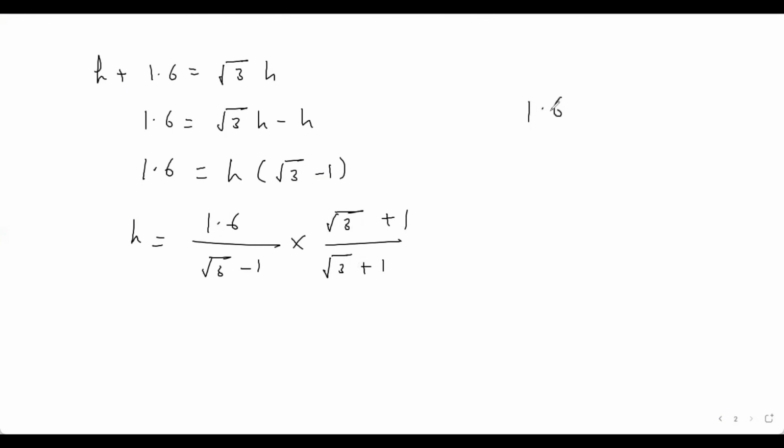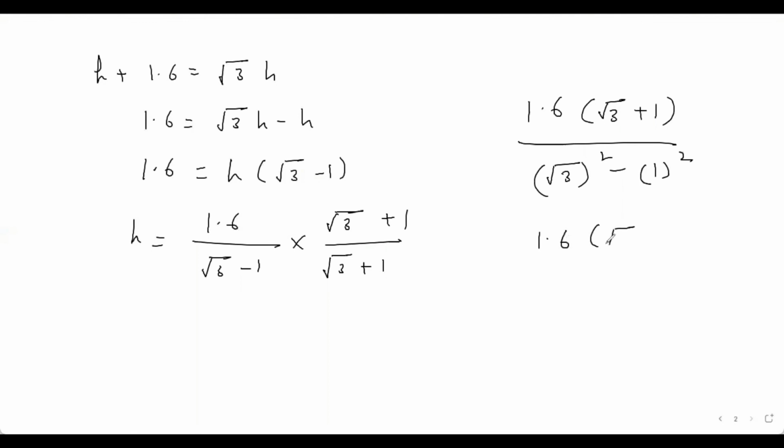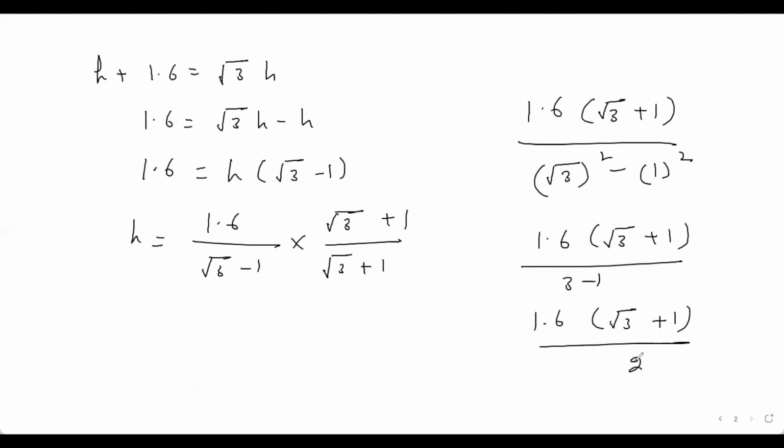So I'll have 1.6 into root 3 plus 1 upon, a minus b times a plus b is a square minus b square, so root 3 whole square minus 1 whole square. It means 1.6 into root 3 plus 1 upon 3 minus 1, which is 1.6 into root 3 plus 1 upon 2. Just cut the numbers, I'll have 0.8 here. So the answer is 0.8 into root 3 plus 1 meters. So that is the height of the pedestal.